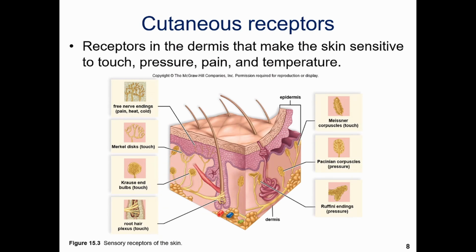Cutaneous receptors are receptors found in the skin. Now, I'm not going to make you memorize all of these different types of cutaneous receptors, but recognizing what we can detect with cutaneous receptors is something that you should know. You can find these both in the epidermis and the dermis of the skin, and these are for detecting touch, pressure, pain, and temperature.